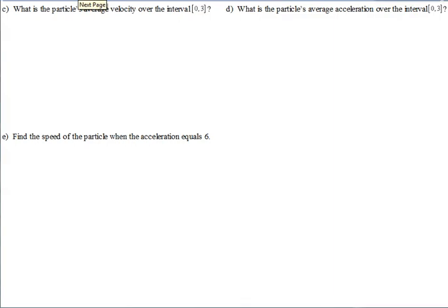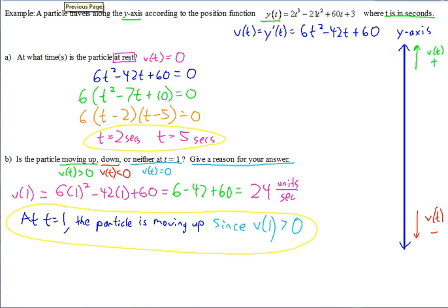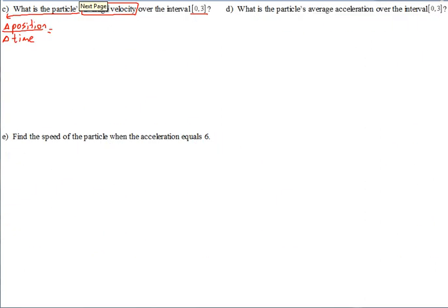Now let's look at the same one, and now let's find again the average velocity over the interval 0 to 3. So remember, average velocity again is the change in position over the change in time. So remember, that's different than instantaneous velocity. Instantaneous velocity is what we just found right here. At time 1, instantaneous velocity was 24 units per second. Now we'll look at the average velocity.